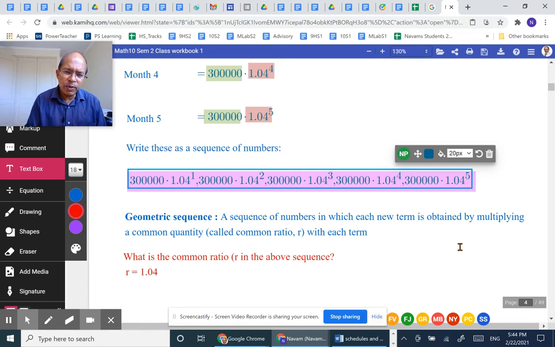A geometric sequence, as we see here, is a sequence of numbers in which each new term is obtained by multiplying each term by a common quantity called the common ratio. So, in the previous example, what is the common ratio? We discussed just now that you multiply each term by 1.04 to get the next term, and hence the common ratio, which we call R, is in this case 1.04.